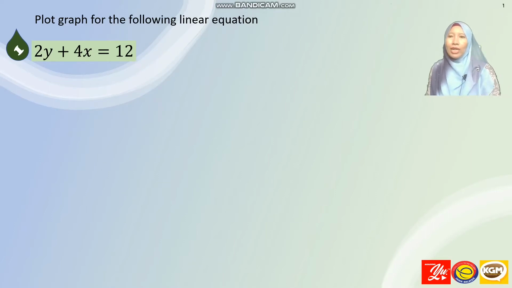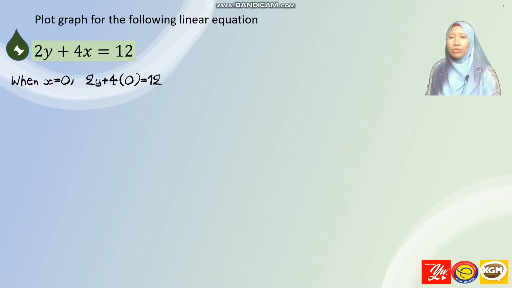For this equation, we have 2y plus 4x equals 12. Okay, what must we do first? Here we are going to plot the graph on the Cartesian plane, so we need to know at least 2 coordinates that satisfy this equation. The aim here is to determine the value of x and the corresponding value of y. For instance, we choose the smallest positive value of x, which is 0.